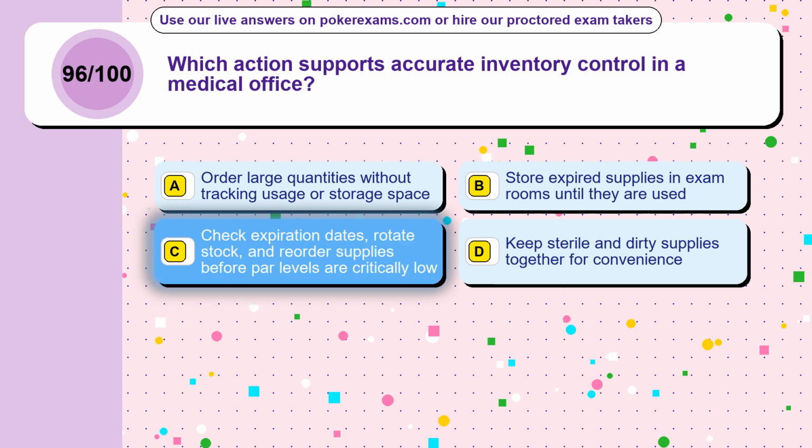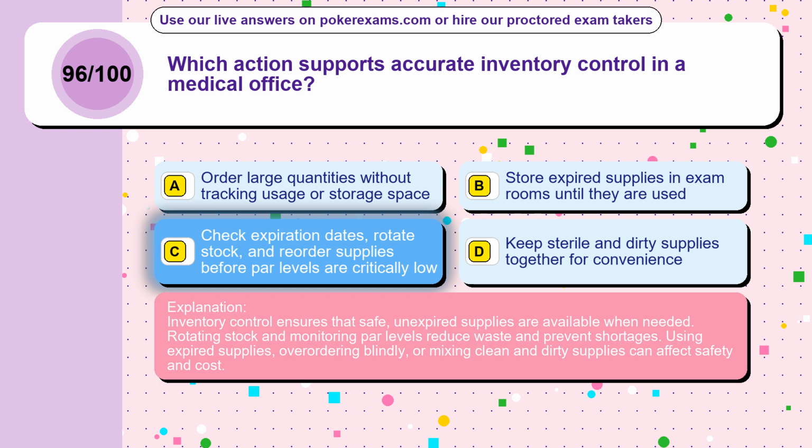The correct answer is option C. Check expiration dates, rotate stock, and reorder supplies before par levels are critically low. Inventory control ensures that safe, unexpired supplies are available when needed. Rotating stock and monitoring par levels reduce waste and prevent shortages. Using expired supplies, over-ordering blindly, or mixing clean and dirty supplies can affect safety and cost.